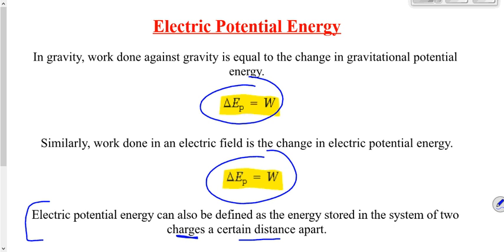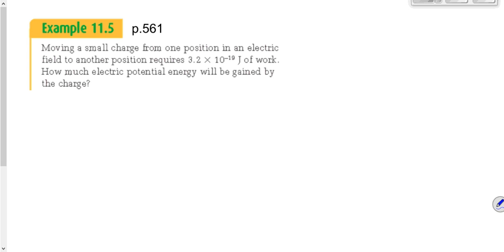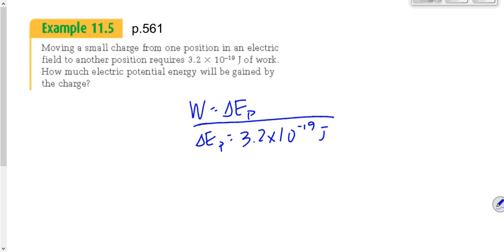All right, easy, right? Let's do the easiest problem that you will ever see in Physics 30. It says, moving a small charge from one position in an electric field to another requires this much work. How much potential energy is going to be gained? This is really, really easy if you remember that work is equal to the change in potential energy. If you don't, then this is not an easy question. If you remember that work is equal to the change in potential energy, then we know that the potential energy change is simply going to be equal to 3.2 times 10 to the minus 19 joules. Does that make sense?